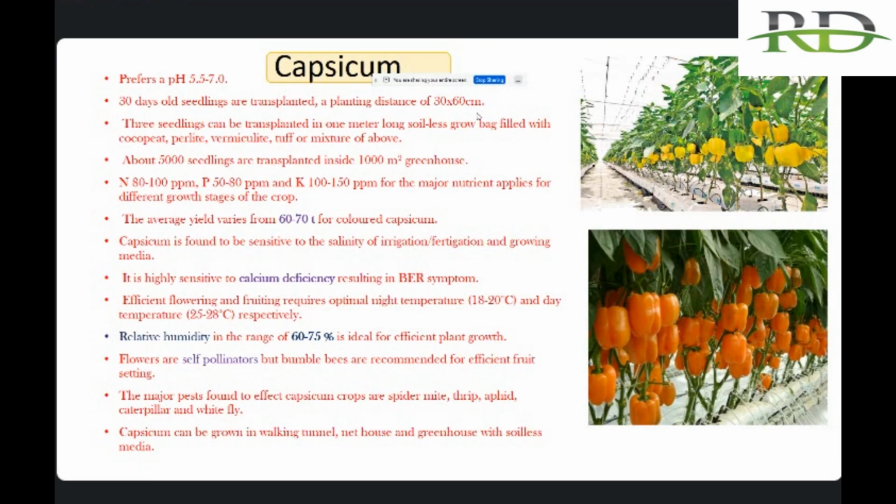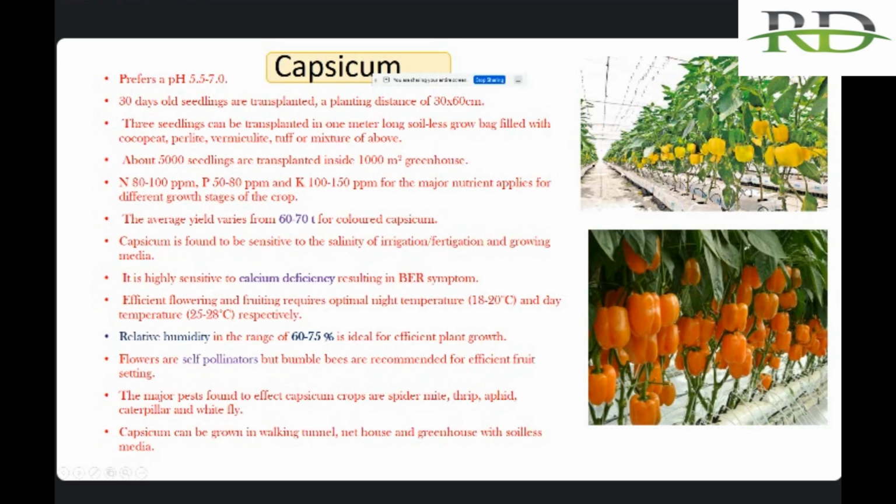You can even grow in grow bags, and the grow bags can contain cocopeat, vermiculite, or a mixture of these. In 1,000 square meters of greenhouse, 500 seedlings can be planted, and we have to see that the NPK is right, as there are different doses of NPK for different growth stages. The ideal NPK should be around 80 to 100 ppm of nitrogen, 50 to 80 ppm of phosphorus, and 100 to 150 ppm of potash for capsicum.